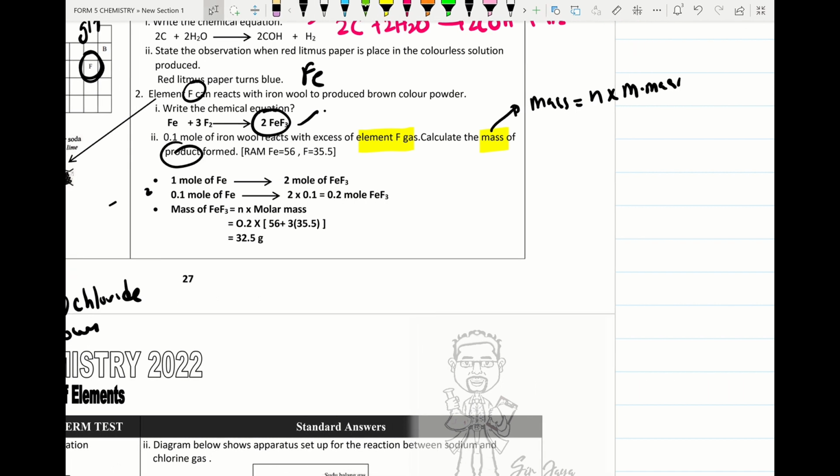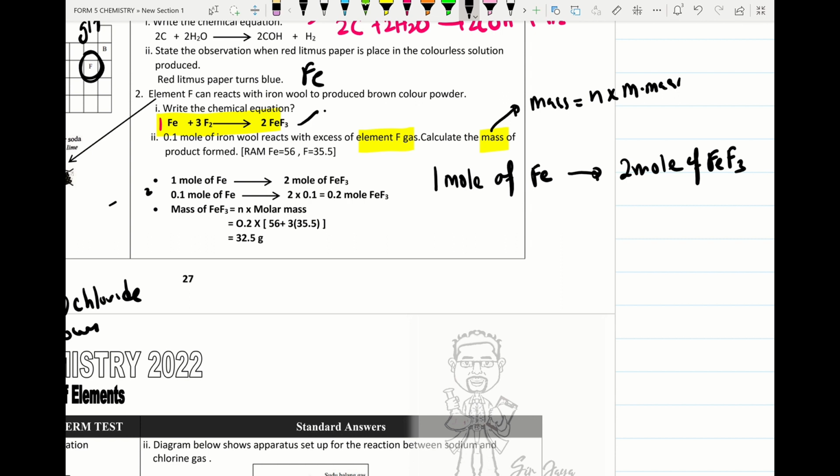We find the ratio of mole. How to find the ratio of mole? So 1 mole from the equation. We study the equation carefully. All right, so here 1 mole. So I put here 1 mole of Fe iron reacts and produces 2 mole of FeF3. All right, so then we take the answer given. 0.1 mole of Fe will give us what?